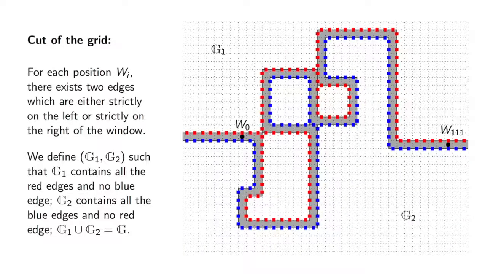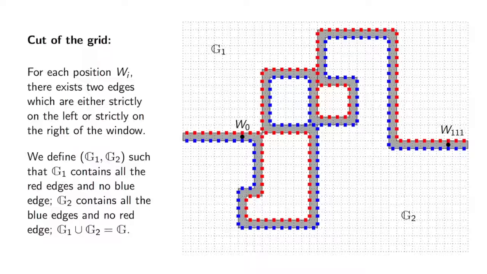Intuitively, G1 and G2 are such that their union is the grid graph and their intersection is the window W. We claim that for any window W, it is possible to find G1 and G2 such that these constraints are satisfied. We will not prove this result, but in the following video, we show all the different kinds of window considered in this article. In each of these cases, it is easy to prove that a cut of the grid can be found for any of these windows.